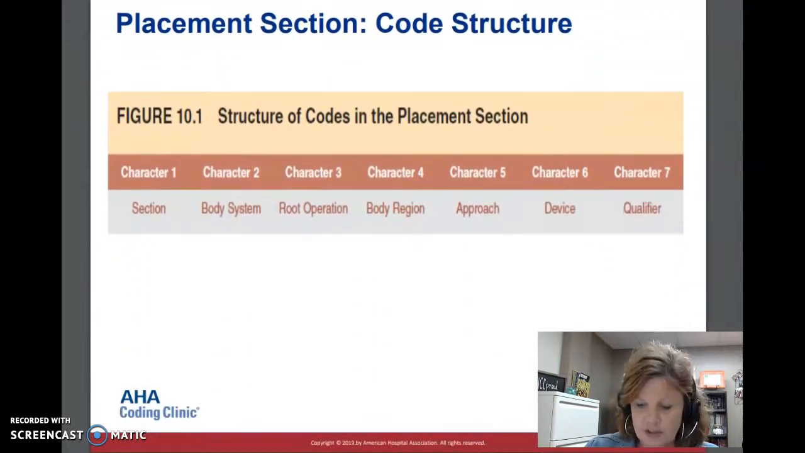So let's just look here. This is kind of nice. It's a placement section. For the code structure, you'll see it's the same way. We have the section first, then body system. Our root is still character 3. Character 4 is the body region. So really nothing has changed.